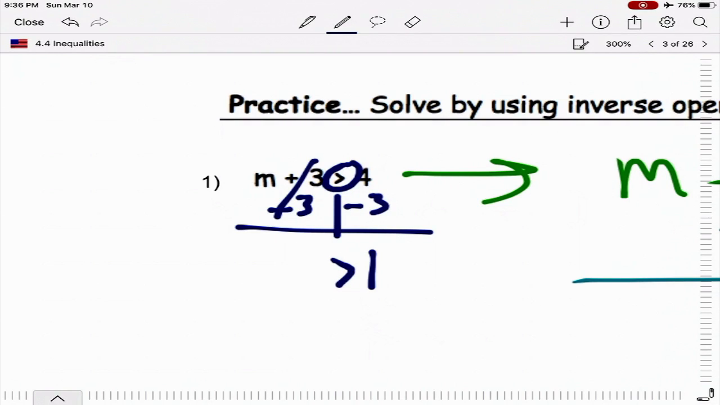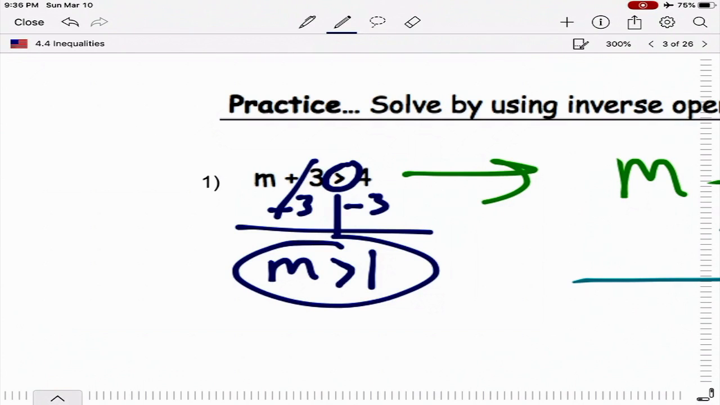That is a greater than symbol, so I'm bringing down a greater than symbol. And then, of course, I bring down the m. That's why in 4.1, I was telling everyone, make sure you bring your work down. My answer is m is greater than 1. You don't need to list possible solutions, just m is greater than 1.